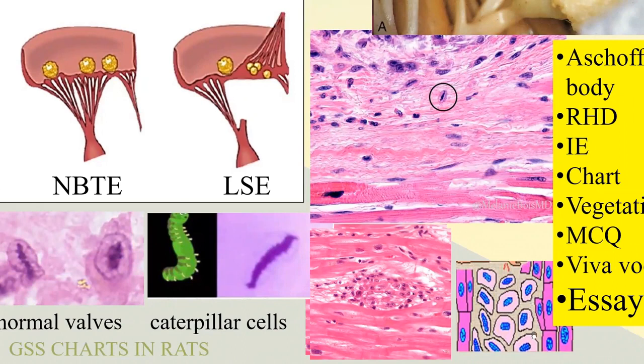So these are all the Anitschkow cells or the Aschoff giant cells, and there will be a wriggling pattern of the chromatin. These are all the normal myocardial fibers. Sometimes we will be finding a fibrinoid necrosis within this. So oval in appearance, Anitschkow cells, caterpillar-like chromatin, fibrinoid necrosis. Please remember these.